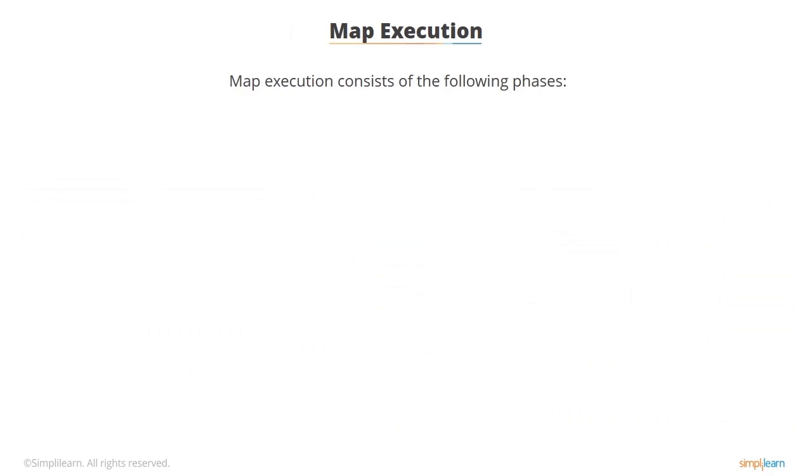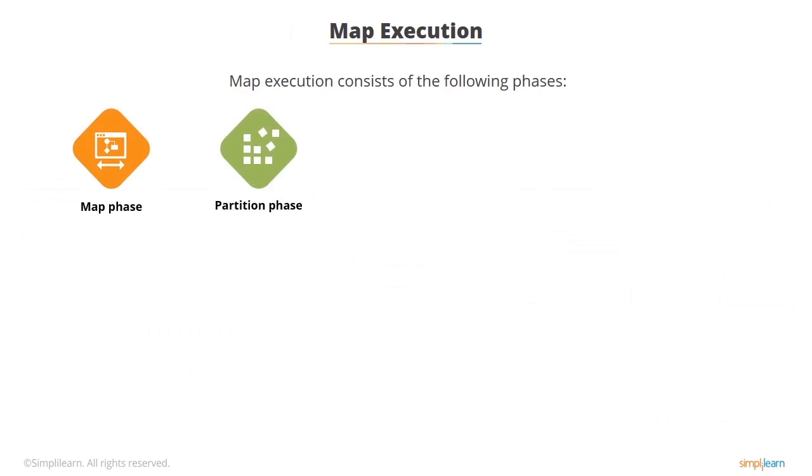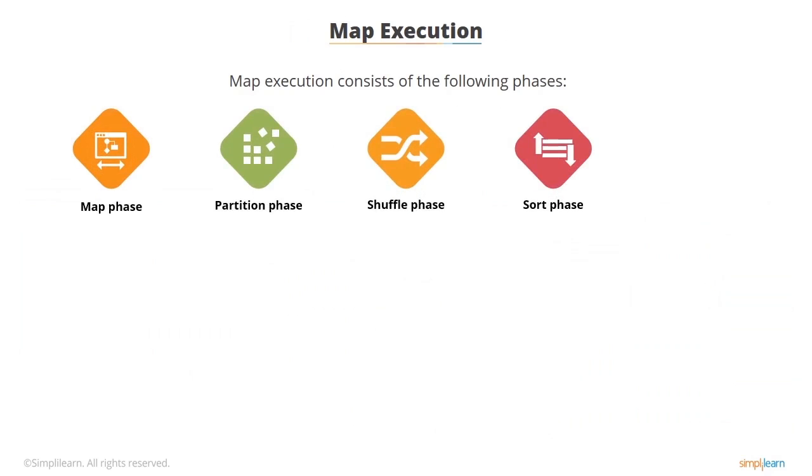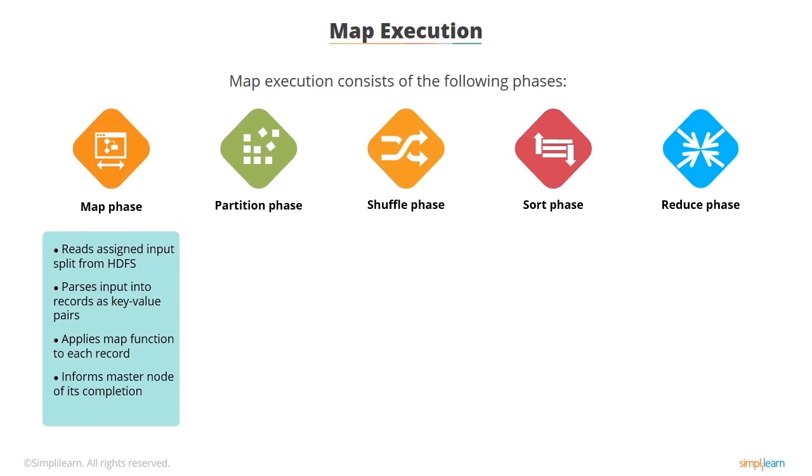Map execution consists of 5 phases: map phase, partition phase, shuffle phase, sort phase, and reduce phase. In the map phase, the assigned input split is read from HDFS, where a split could be a file block by default.